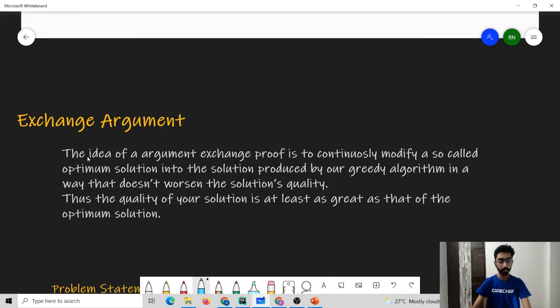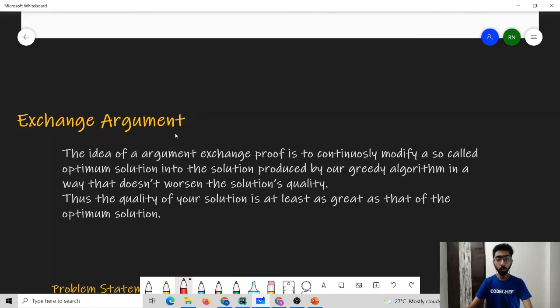The idea of exchange argument is to continuously modify our so-called optimum solution into the solution that is produced by our greedy algorithm. And in the way of modifying, we also make sure that we don't worsen the solution's quality. Thus, the quality of our greedy solution is surely going to be at least as great as the quality of the optimum solution. I'll explain this in simple words.